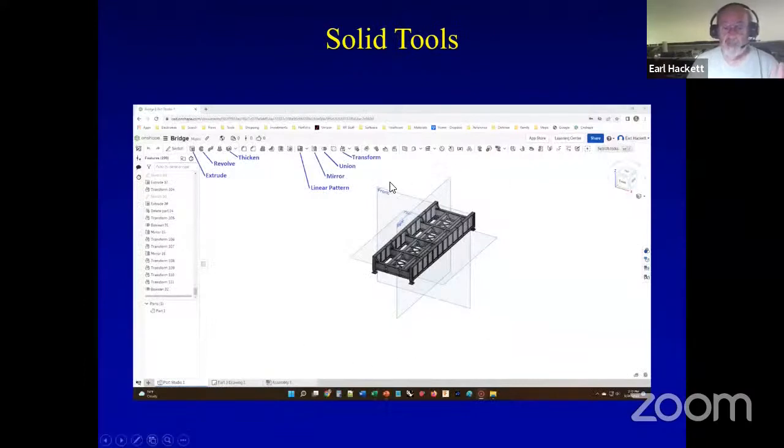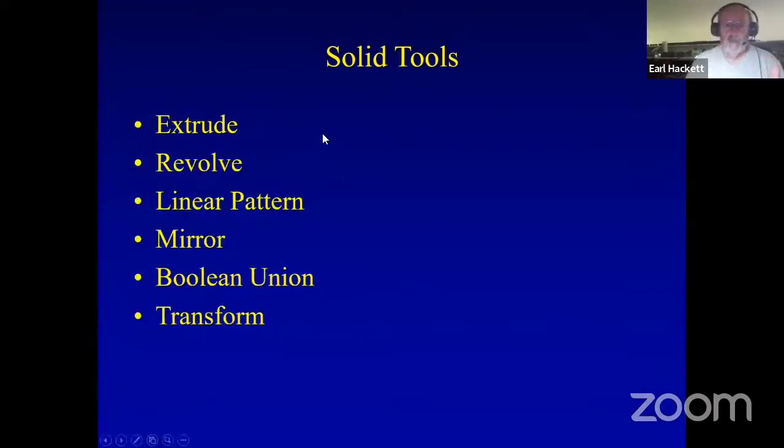Once you have a sketch, you're going to say, okay, and it'll bring you out of the sketch and you come to what they call the solid menu. And here you can extrude it, you can revolve it, you can thicken it. That's a strange little thing, but it's really handy sometimes. You can make a linear pattern for arrays. You want to roll rivets, that's where you go. Mirror, union, and transform. I'm going to demonstrate all these things in just a few seconds. The solid tools you're going to really want to practice with is extrude, revolve, linear pattern, mirror, Boolean union, and transform. And they're very easy to use.